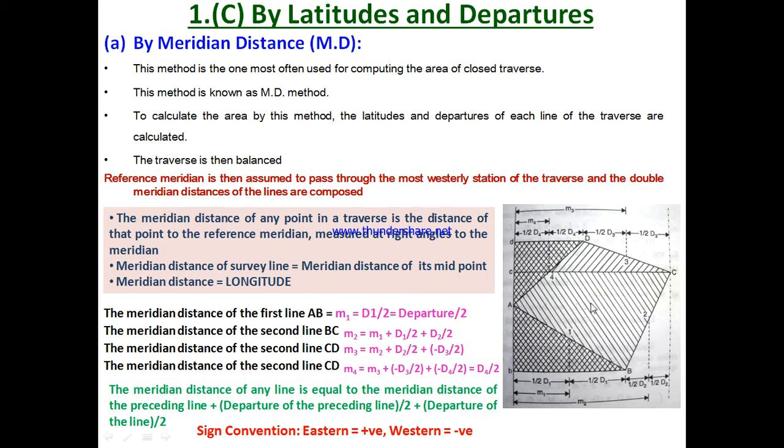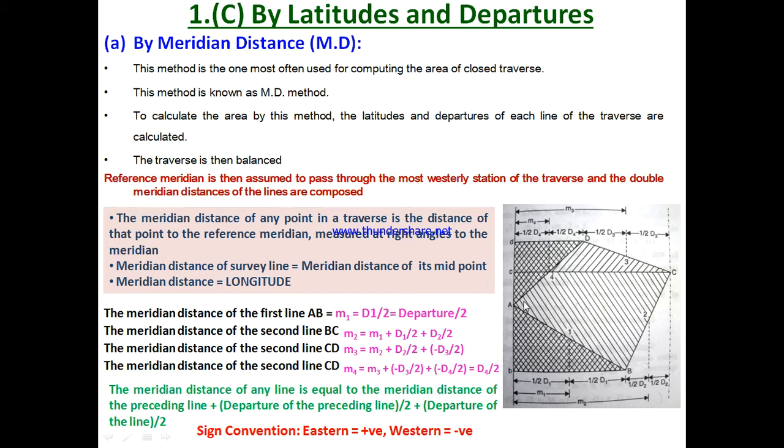Sometimes this meridian distance is also known as longitude for a particular traverse, and the meridian distance of a given survey line or traverse line will always be at the midpoint. It will not be that we can consider a point here or anywhere; it actually lies at the mid of the traverse line. So now let us determine the value of meridian for each point in this traverse.